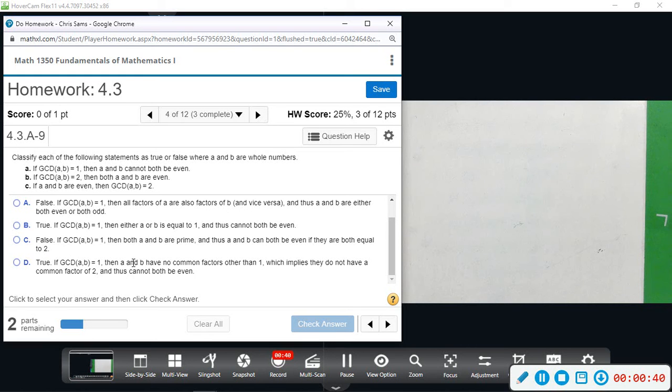This one says true, A and B have no common factors other than 1, which implies they do not have a common factor of 2. Okay, so it would be D.